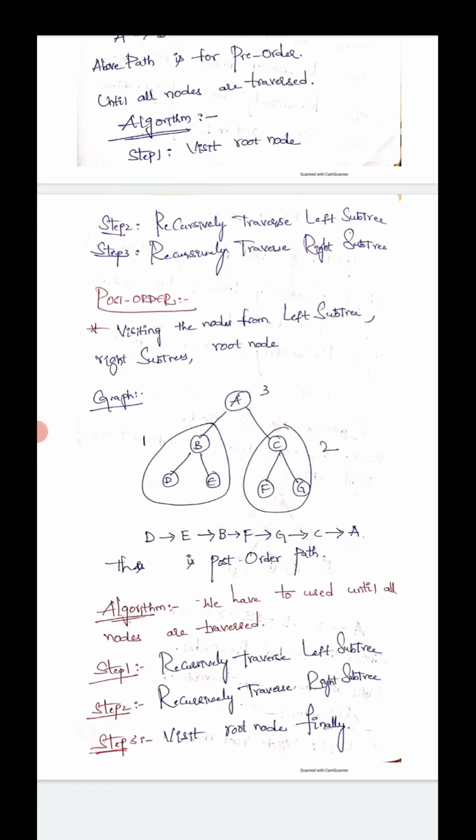Listen carefully. First of all, we take the left subtree, D here, and then we move to the right subtree E, and then we visit the root node B. Then we take the left subtree F, and then the right subtree G, and then the root node C, and then finally we visit A, the root node. This path is related to the post-order technique. This is the concept of post-order.